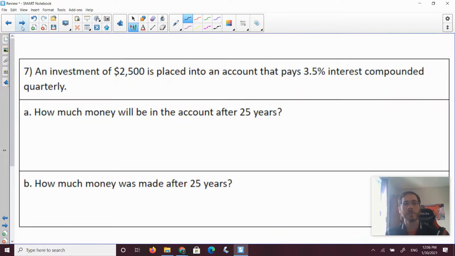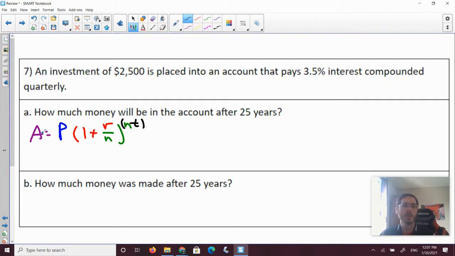For 7, we have our investment of $2,500 is placed into an account that pays 3.5% interest compounded quarterly. How much money will be in the account after 25 years? We need to know the interest equation for this. So our interest equation tells us that our amount is equal to our principal, and then we're going to multiply by 1 plus the rate over n, to the n times t power. So we're just going to fill in.